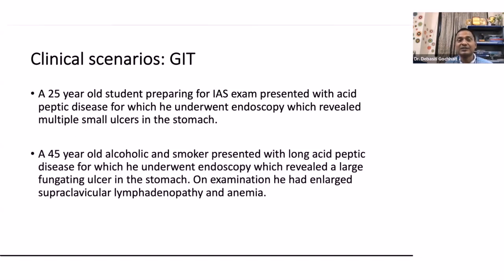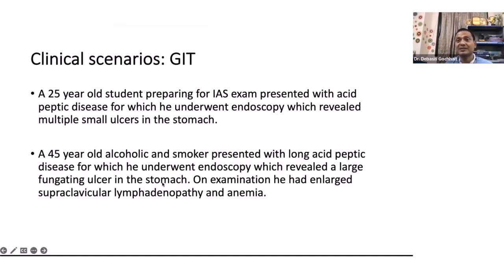Now the same, we change it the other way. You see a 45-year-old alcoholic and smoker with long-standing acid peptic disease, who underwent endoscopy which revealed a large fungating ulcer in the stomach.